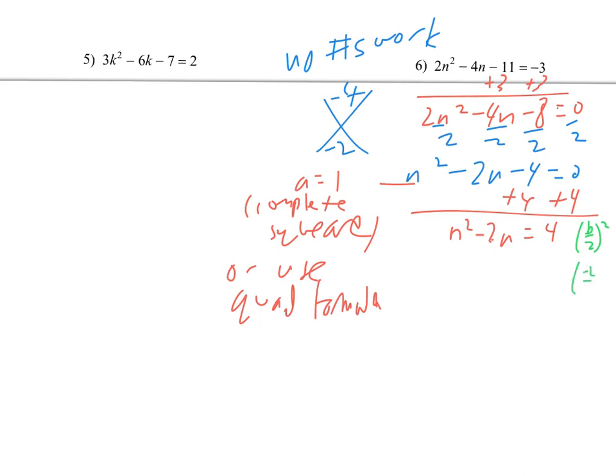which in this case would be negative 2 over 2 squared, which would be negative 1 squared, which would be obviously 1. So that means I'm going to add 1 to both sides here. That just tells me what I need to add. So I get n squared minus 2n plus 1 equals 5.